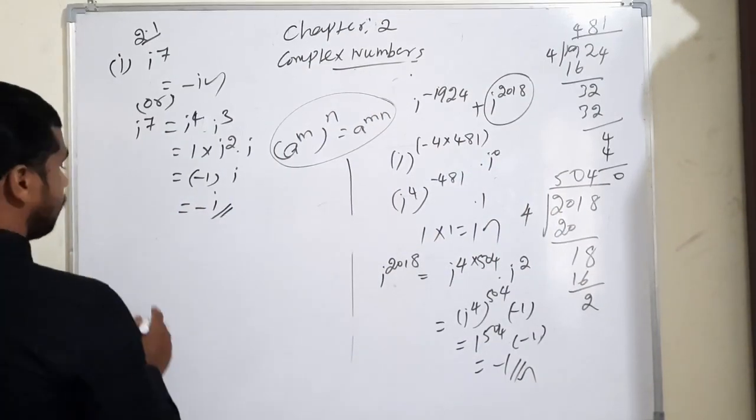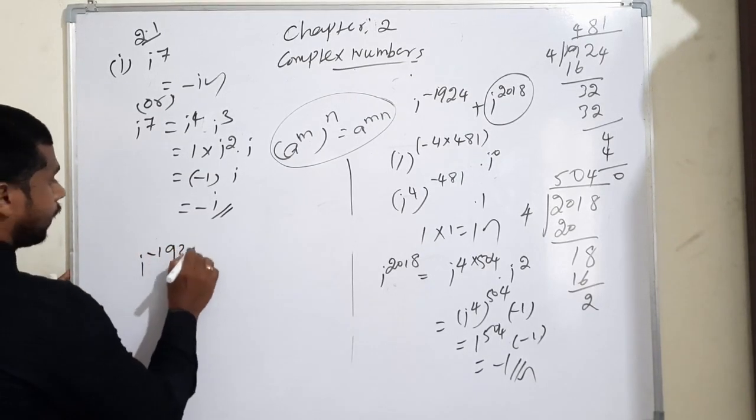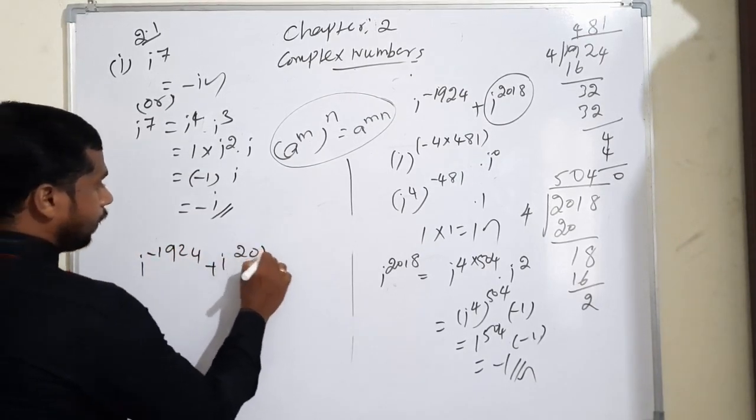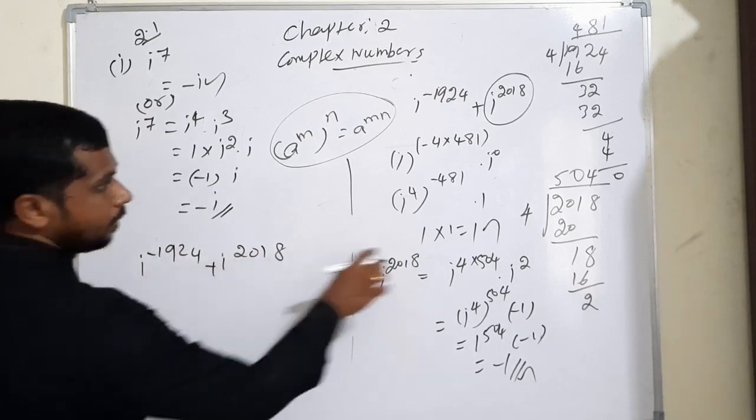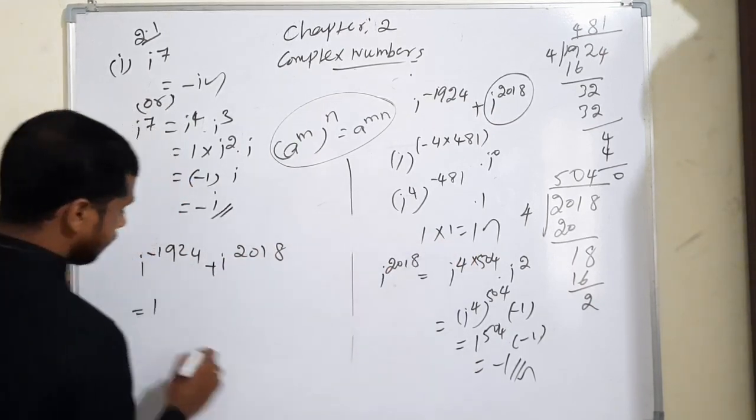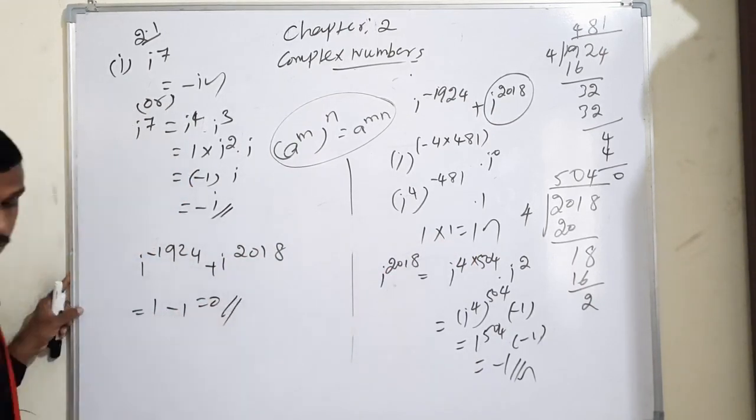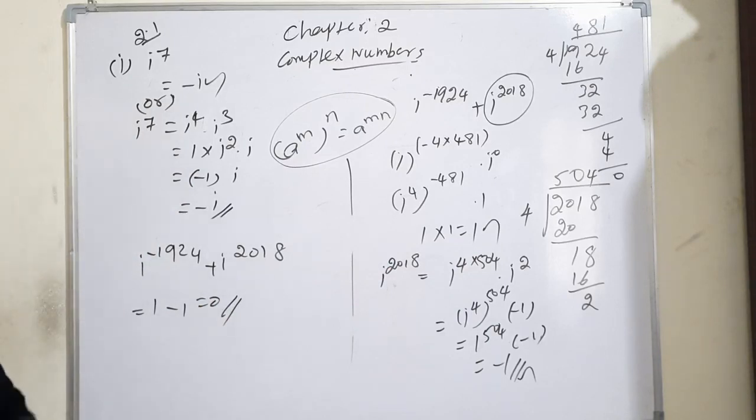Therefore, final answer: i to the power minus 1924 plus i to the power 2018. The first answer positive 1, second answer negative 1 is equal to 0. So subdivision third also over.